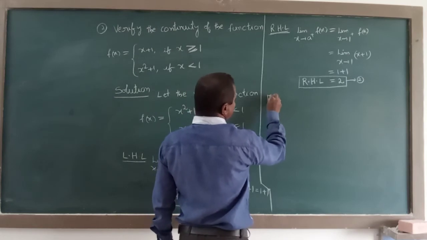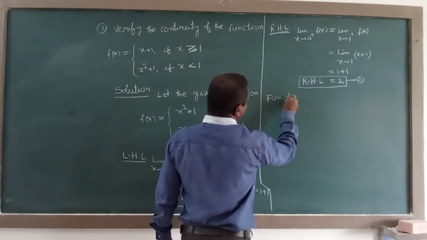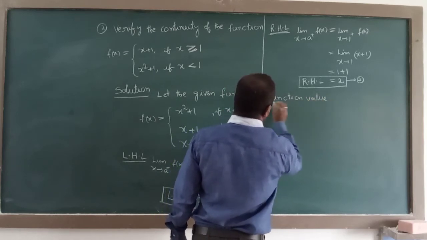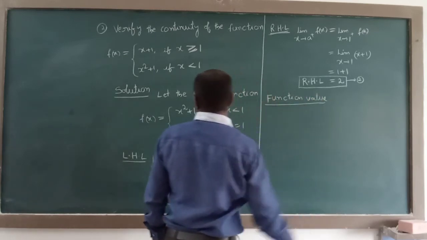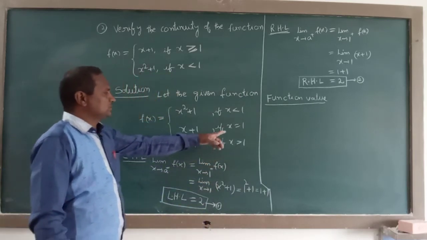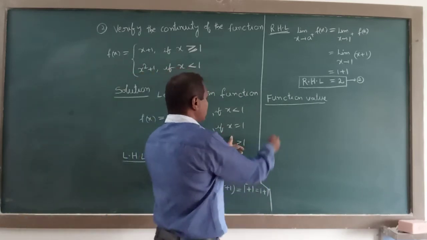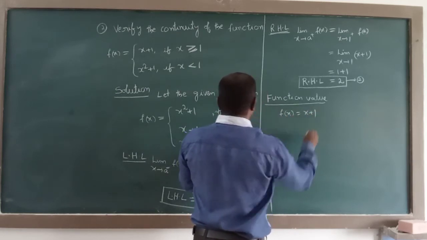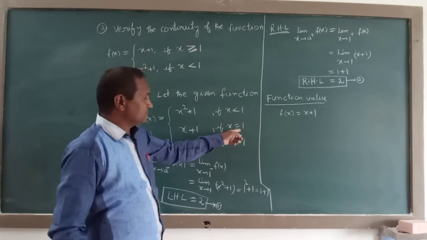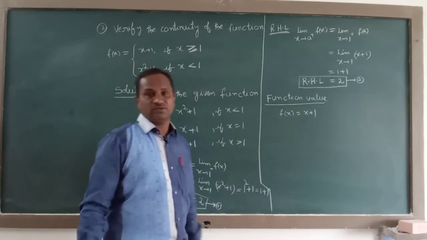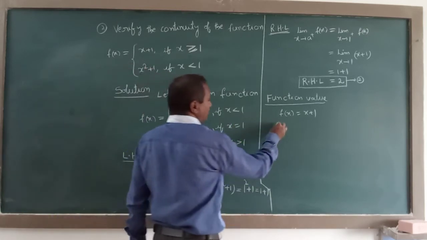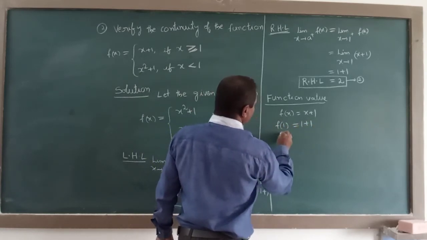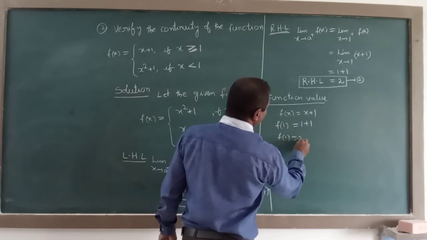Next, the function value. Function value means corresponding to the equal to symbol, f of x is equal to x plus 1. Corresponding to x equal to 1, we must put 1 in place of the variable x here. That is f of 1 is equal to 1 plus 1, so f of 1 is equal to 2 here.